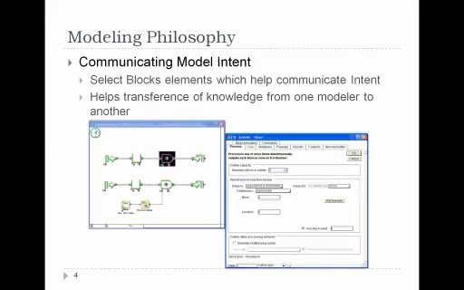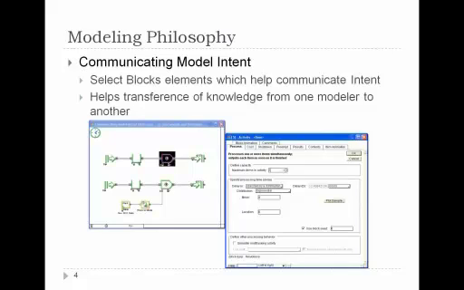Looking at modeling philosophy, a couple of things with regards to modeling philosophy. Building a model is often communicating. Building a model, it is important to understand communicating model intent. And as part of that, the way we select blocks and the way we orient blocks, we can help communicate what our intent was, and this helps the transfer of knowledge from one modeler to the next.